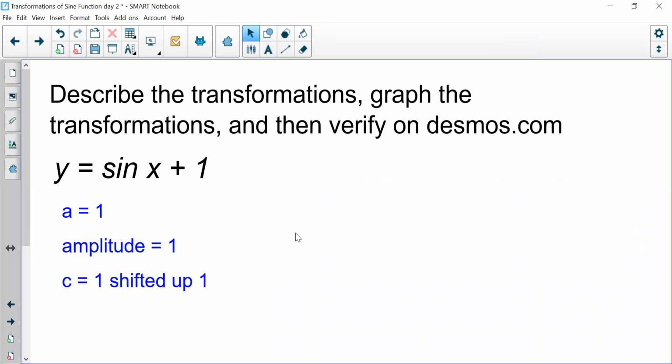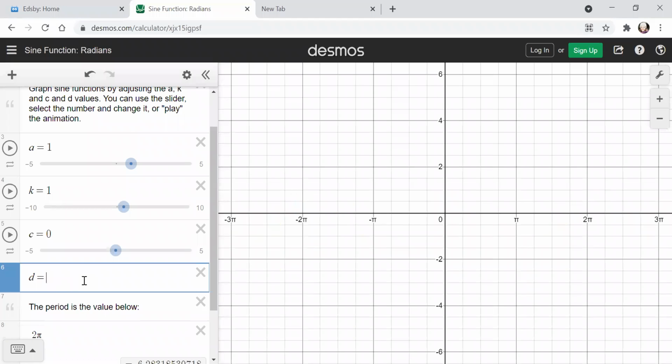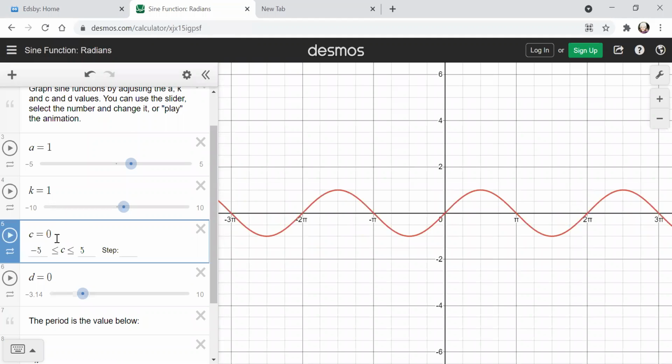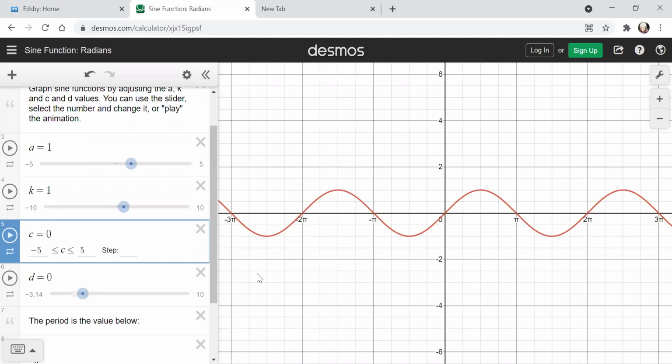Okay, and then let's just see what happens if we have a D value and we shift this. Okay, so going back to Desmos, I got to reset everything, make D 0, and I'm changing C to +1. How can you tell that this has been shifted up 1? Let me change it back to 0. How can you tell it's been shifted up 1?